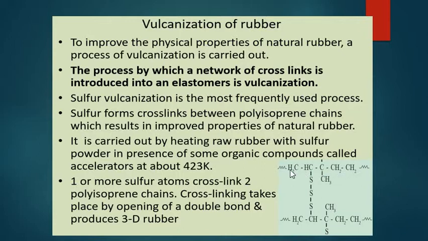Like you are seeing, this is one strand of polyisoprene and this is another strand of polyisoprene, and sulfur is linking these many strands by such kind of bond. It is carried out by heating raw rubber with sulfur powder in the presence of some organic compounds called accelerators at about 423 Kelvin. One or more sulfur atoms cross-link the polyisoprene chains, and cross-linking takes place by opening of the double bond and produces a 3D rubber molecule.